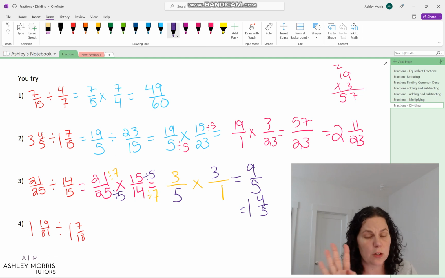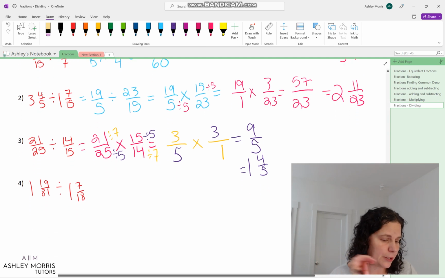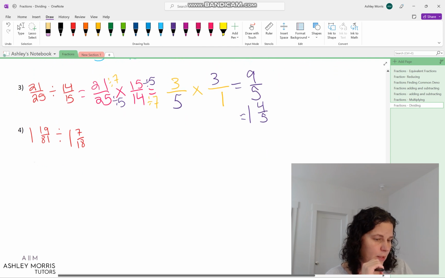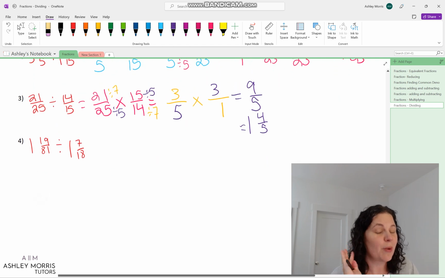Do long division if you need to, okay? Do it if you need to. If you can do it in your head, that's fine, but don't feel like you have to do it in your head. Please show all your work.